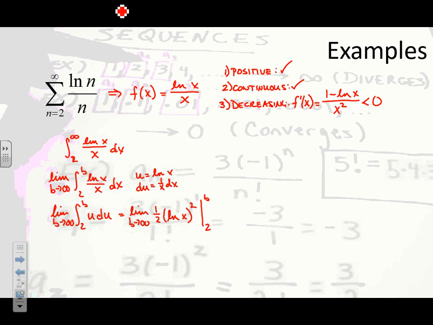You could leave it in terms of u, but when you do that, what would you have to remember to do? Change the bounds that you're working with. So you'd be going from the natural log of 2 to the natural log of b for u squared, and then you'd have to evaluate from there. So it gives you the same answer either way. So now, if we start to evaluate, we plug in our upper bound, so we get natural log of b squared.